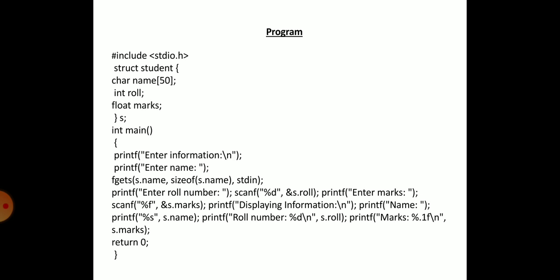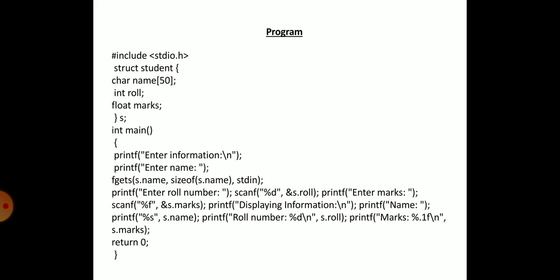Now within the main function, we have given a print statement, enter information. As you know, anything given inside the double quotes in a print statement will be displayed as such. So when we run this program, it displays the message enter information. Then print enter name. After displaying the enter information message, it will display enter name. So at this time, the user has to enter the name of the student.